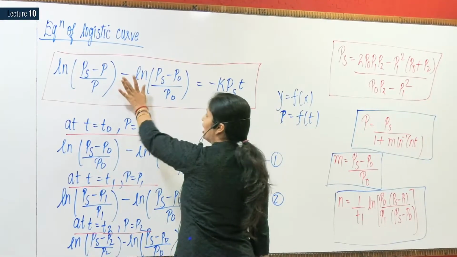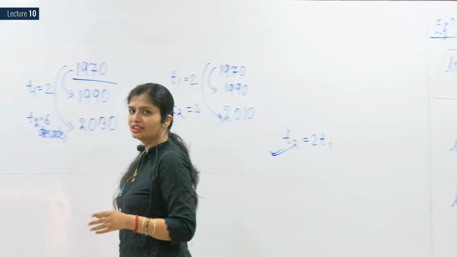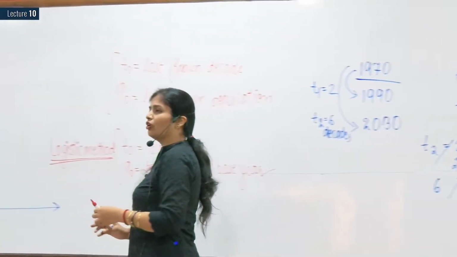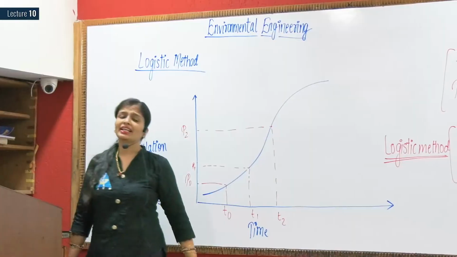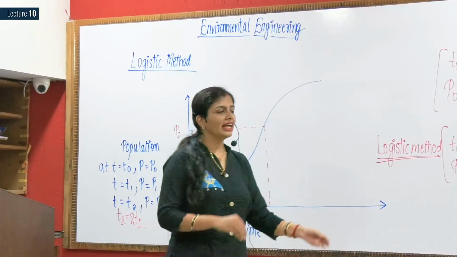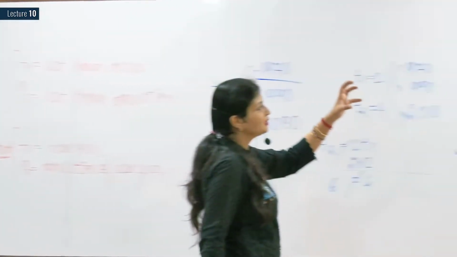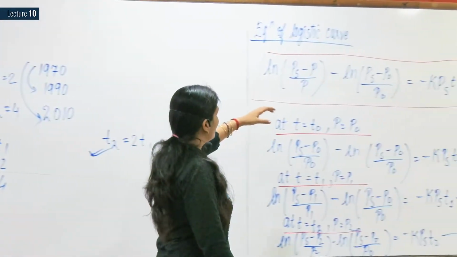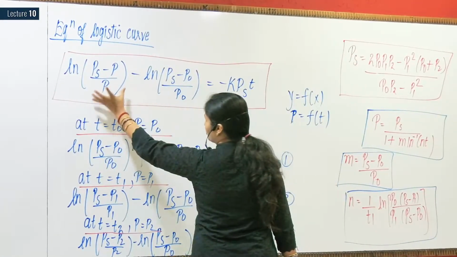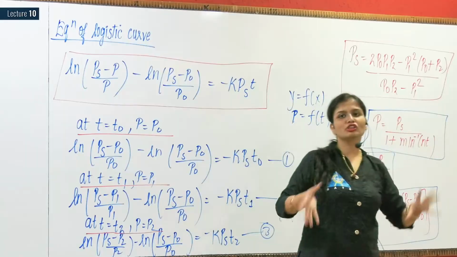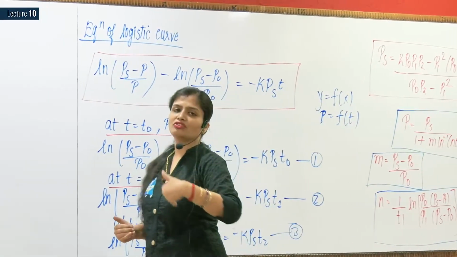Why this equation you have to remember is because if you are talking about ESE objective or any state level objective examinations, they can ask you this. Fine. They can give you different equations. Like I'll give you an example. This PS minus P divided by P, this thing they'll give you here, and this whole term they'll give you here. And like all these permutation combinations they'll do, and they'll ask you which is the correct equation of logistic curve.